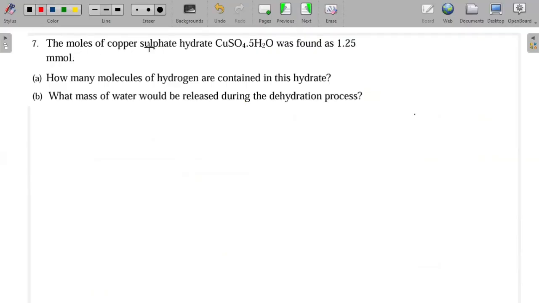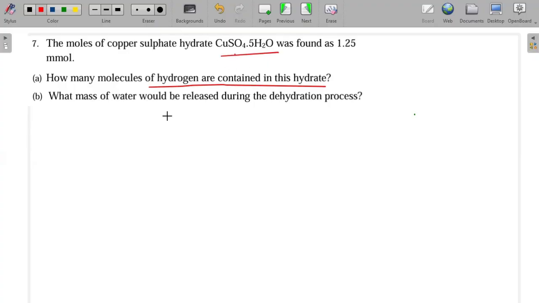So the moles of copper sulfate hydrate, which has this formula, was found to be 1.25 millimoles. First question: how many molecules of hydrogen are contained in this hydrate? For me to find the number of molecules of hydrogen, I first have to find the number of moles of molecules of hydrogen.